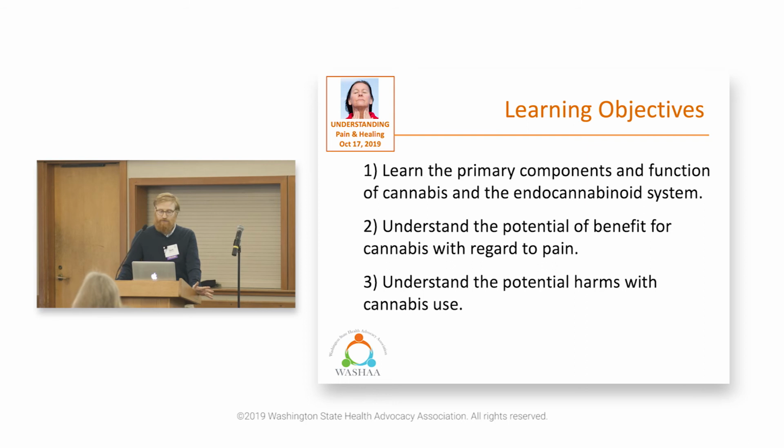So what I'm going to review today are some of the primary components of where cannabis acts in the brain and the body. We call that the endocannabinoid system. And understanding some of the potential benefits and some of the potential risks and potential harms of cannabis. Because when we talk to patients about their cannabis use, particularly for something like pain, it's really about having a well-informed discussion of the relative benefits and risks.